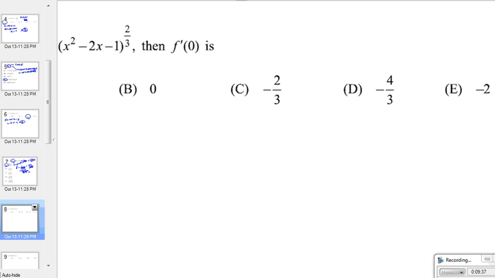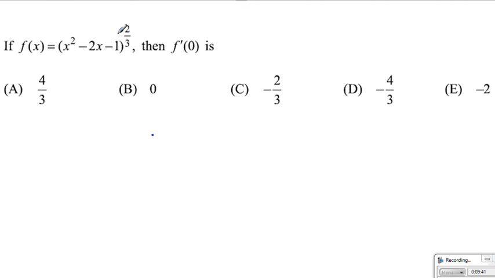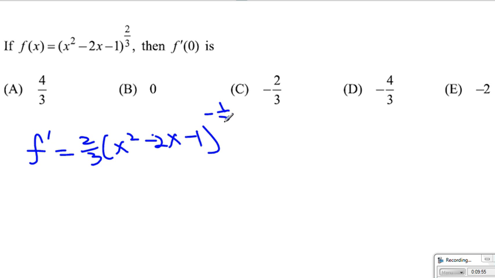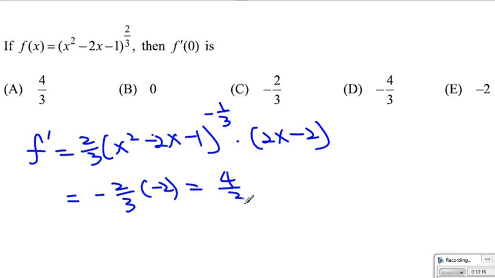Alright, so let's look at the next question, number 8. Here we have the chain rule, but we have fractional exponents, but still it will be exactly the same. F prime becomes 2/3 times x squared minus 2x minus 1, and then it becomes negative 1/3 as an exponent. Now, by the chain rule, we have to multiply this one by 2x minus 2. And once you plug in 0, in this case, we'll end up getting negative 2 over 3 times negative 2, which will be equal to 4 over 3. So that becomes our final answer.